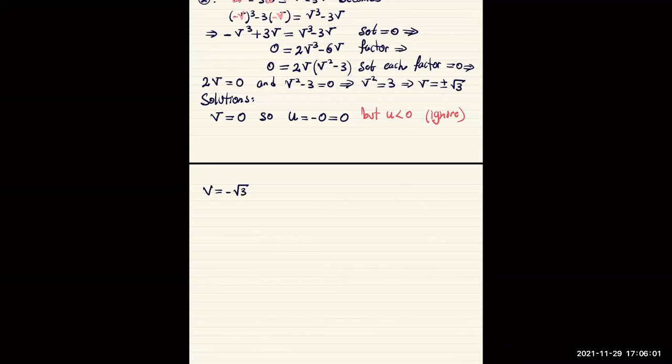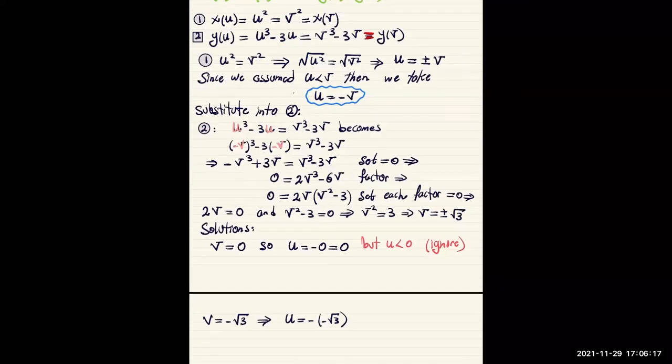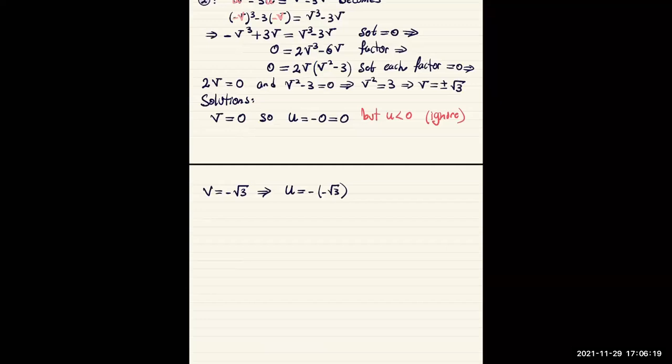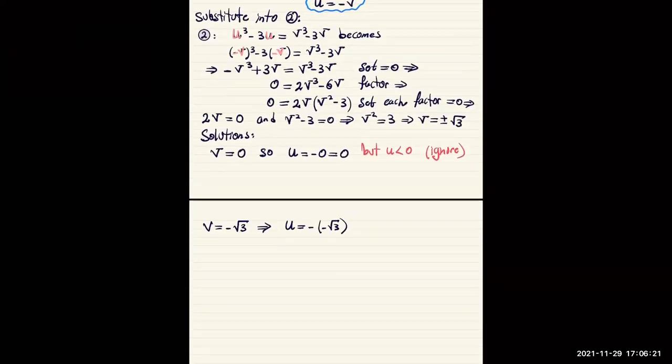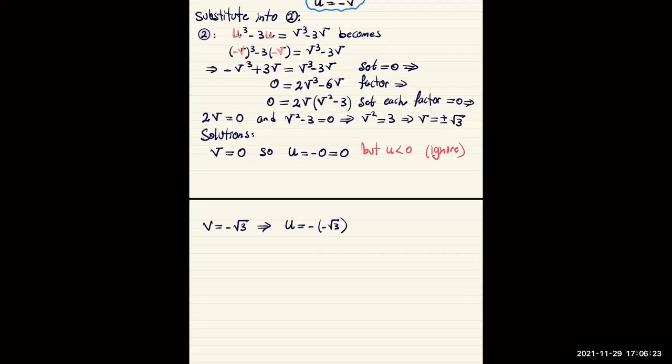negative root 3. Okay, from here, positive and negative root 3. Let's see what happens when v is equal to negative root 3. If v is negative root 3, then u is negative v. So negative of negative root 3. Again, I'm using this here to find my u, which gives us u equal to positive root 3.